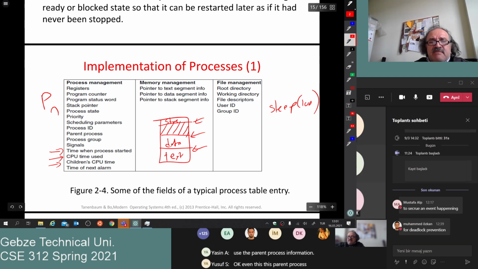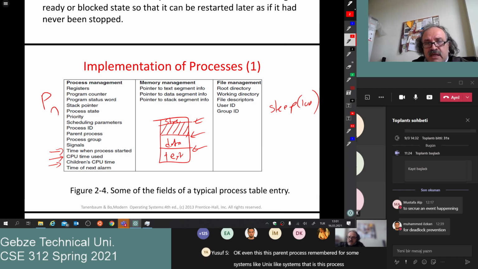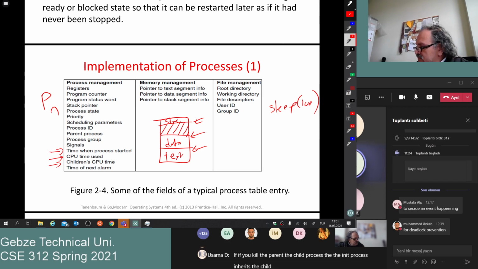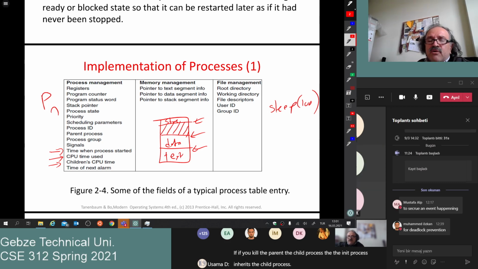Remember, for some systems like Unix-like systems, there is this process hierarchy. If I kill the parent process, all the child processes will be killed too. So you need this relationship. No, sir. If you kill the parent, the init process inherits the child process. Depending on the system, those kinds of things will be done.